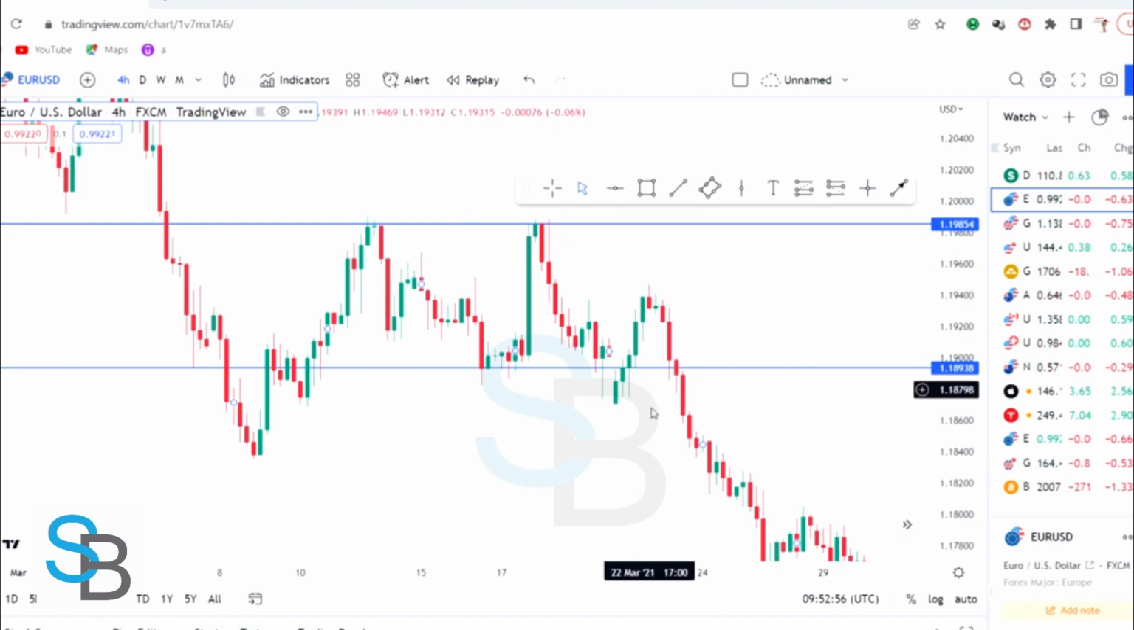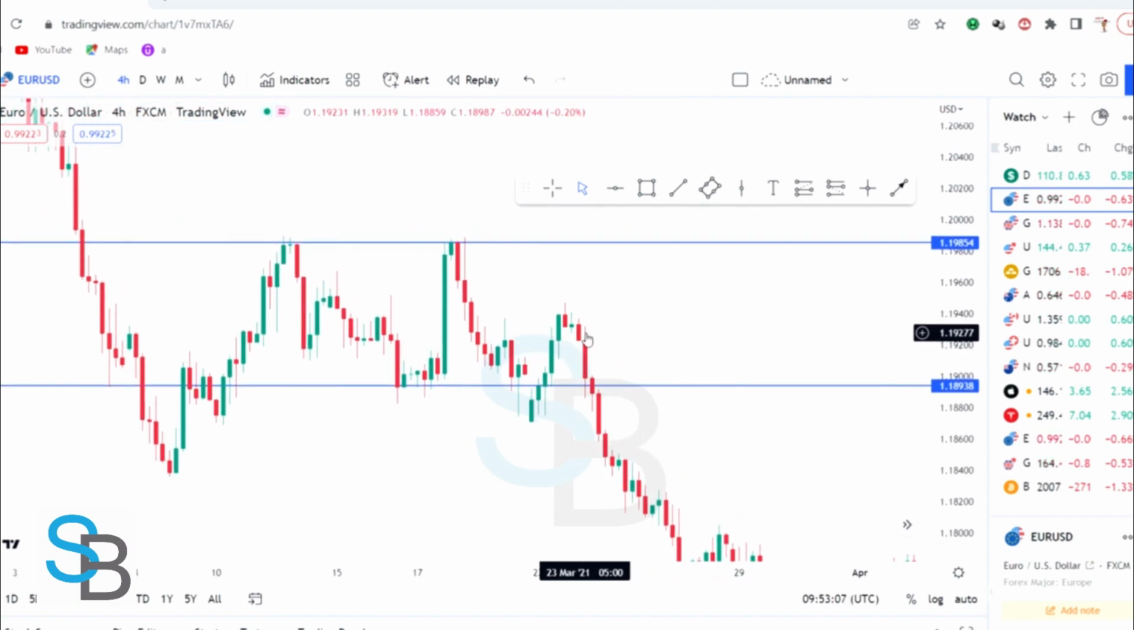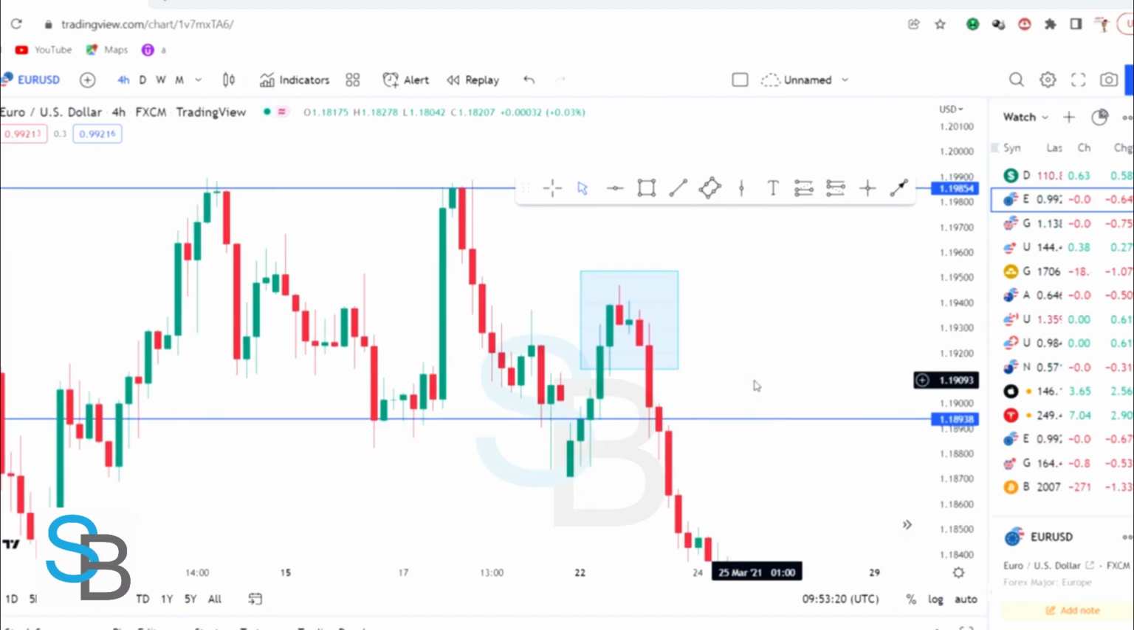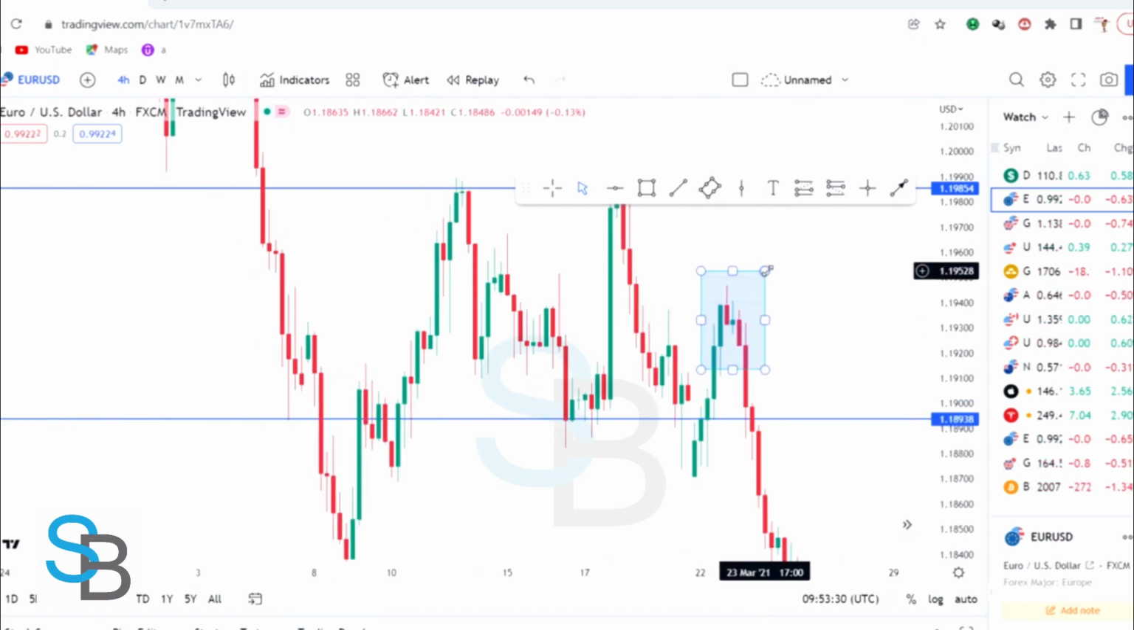Now when it retraces and comes to this point, we don't just enter because it just retraced and came. We have to wait for a confirmation. Okay, we don't enter trades randomly. This, I would say, is an example of a confirmation. Now this is what we call a candlestick pattern. This is an inside bar. Of course, we've not looked at candlestick patterns, but we're going to look at them in the future. But this is an example of a confirmation. And for me, this is another confirmation that the market might continue going down.